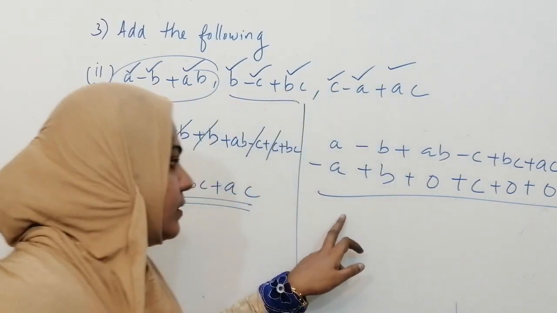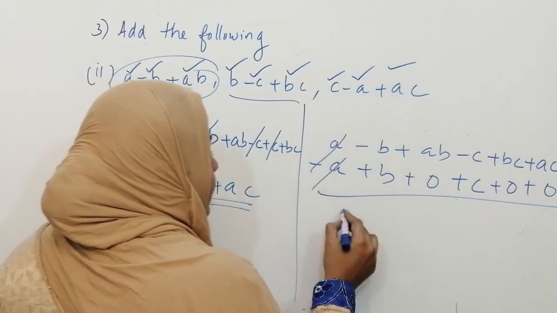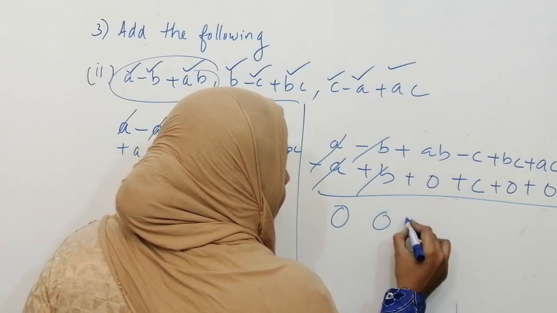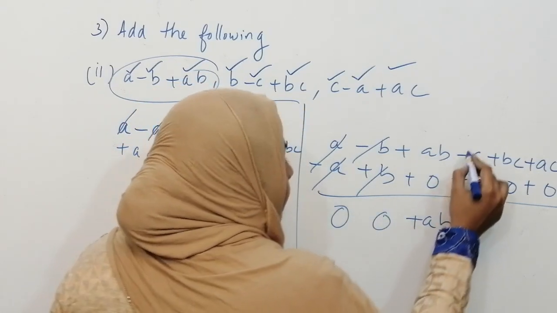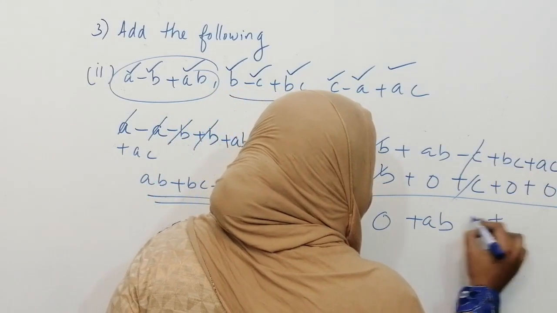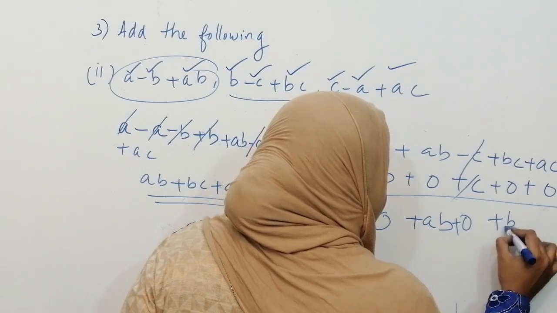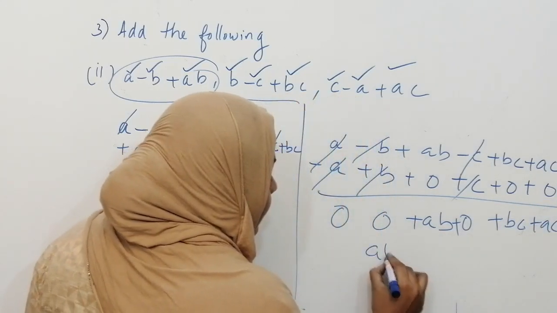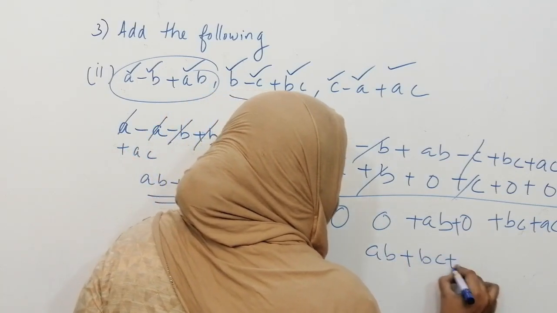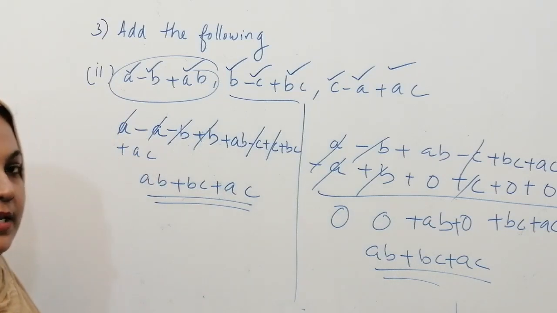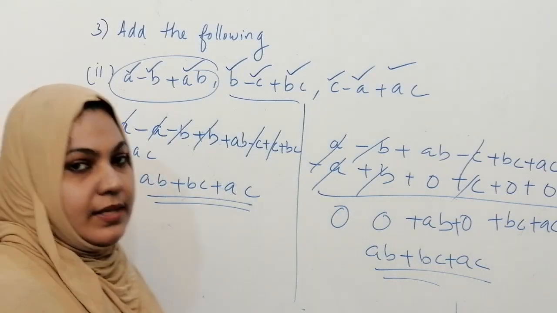So now we can solve this one. So you know that A minus A is 0, plus B minus B is 0. So AB plus 0 is AB, minus C plus C is 0, plus BC plus 0 is plus BC, and plus AC plus 0 is plus AC. So we got the answer AB plus BC plus AC. So you can choose any of these two methods. Which one is easy for you, that you can opt from this.